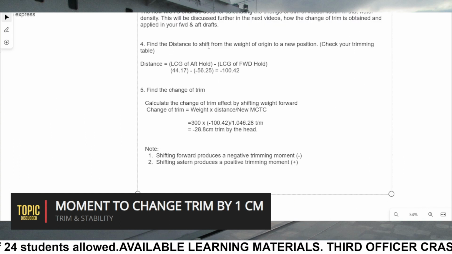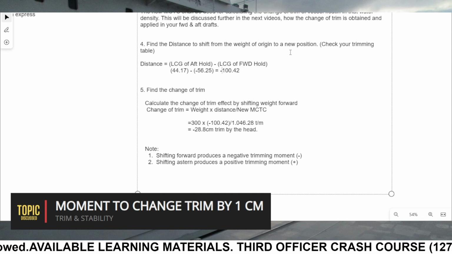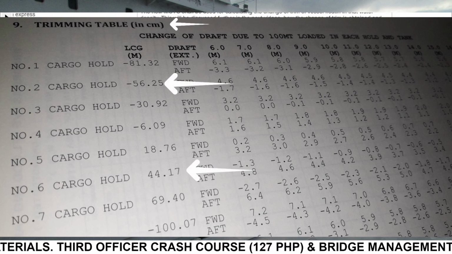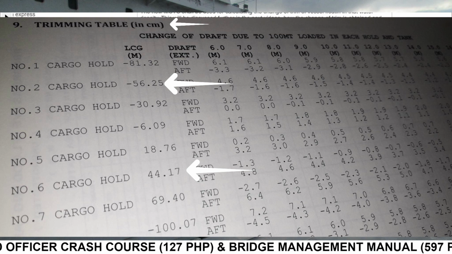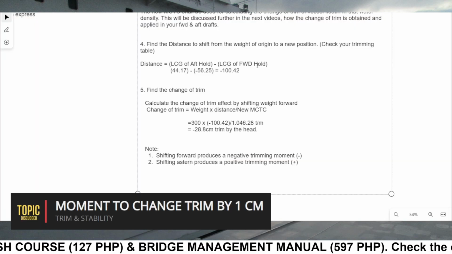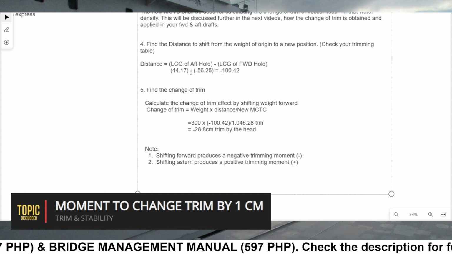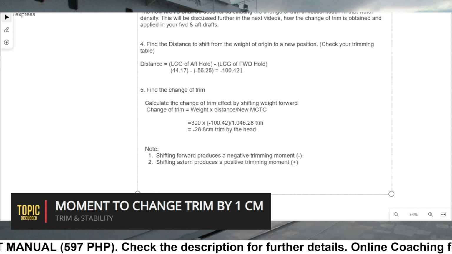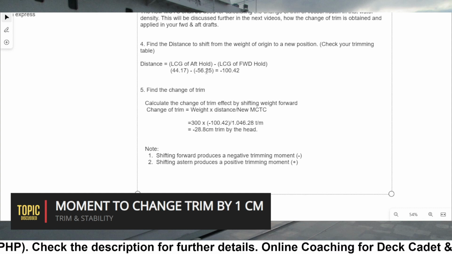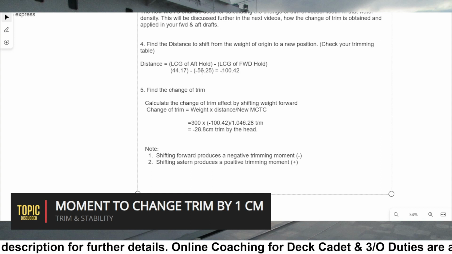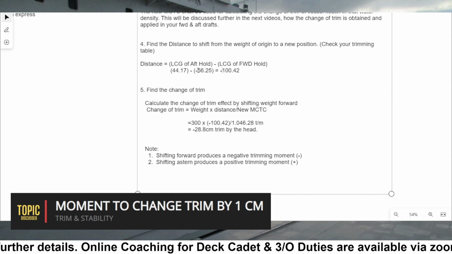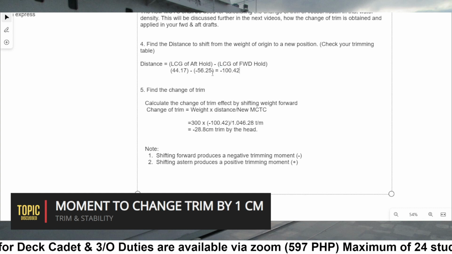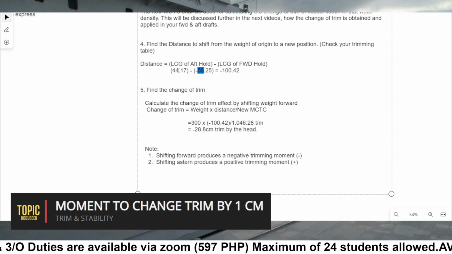Number 4, find the distance to shift from the weight of origin to a new position. Check your trimming table. Now, I'm going to show here the trimming table. Distance is equal to, so this is the formula, LCG of aft hold subtracted by LCG of forward hold. 44.17 minus negative 56.25 equals 100.42. Negative plus negative is positive, so we add these together. And why did we use a negative sign? The reason is because 56 is higher than 44.